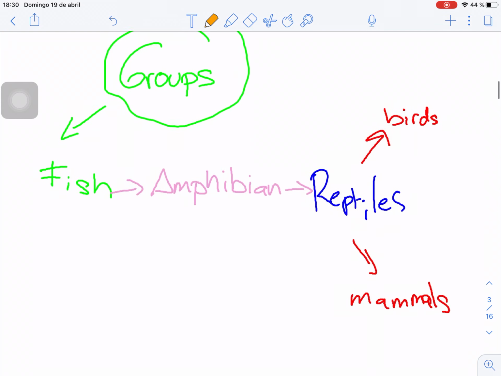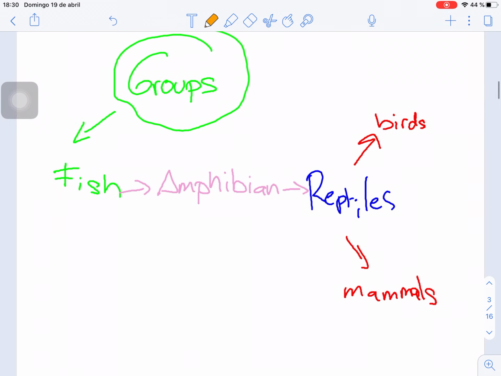If we see the groups that we have in the vertebrates, we can see the evolution that has followed like a line or a road from the water to the land. So the first group, the oldest in the vertebrate groups, are fish. From fish comes the amphibian. If you remember, amphibians can live half of their life in water and the other half on land. So it's like a first step to be on the land. From amphibians evolved the reptiles.